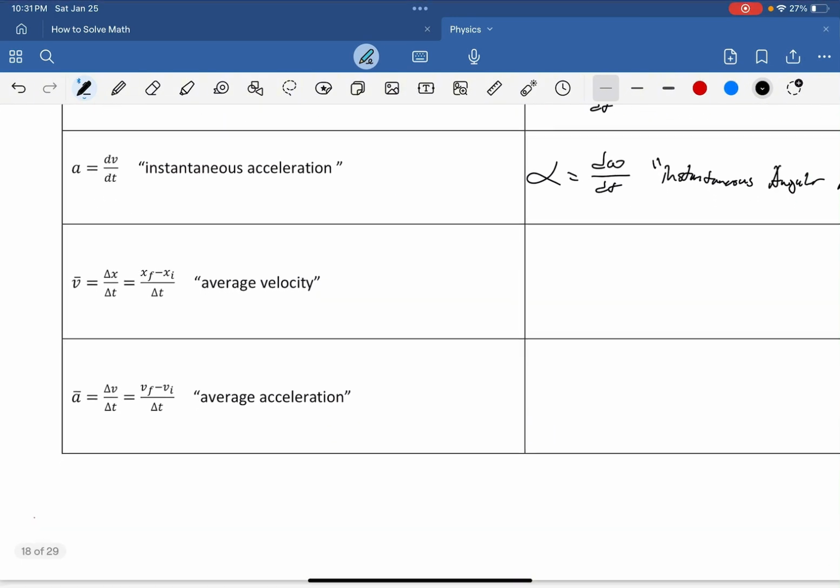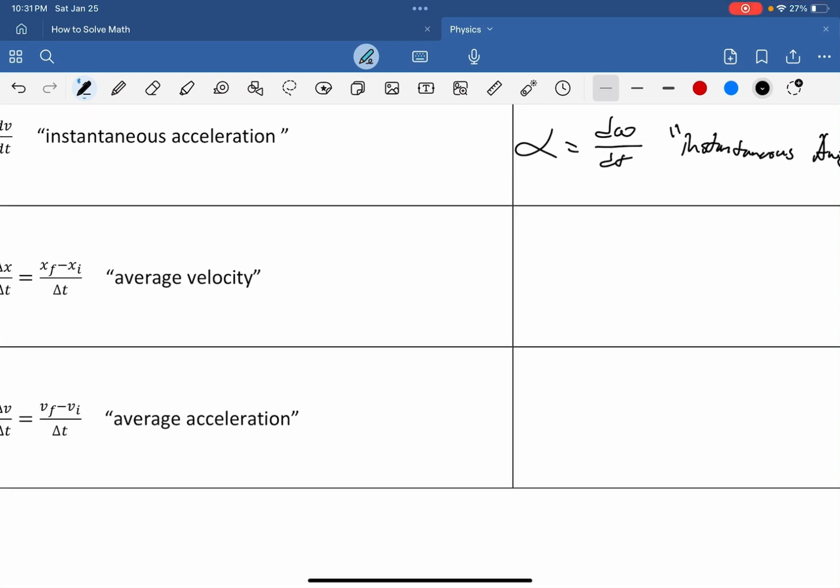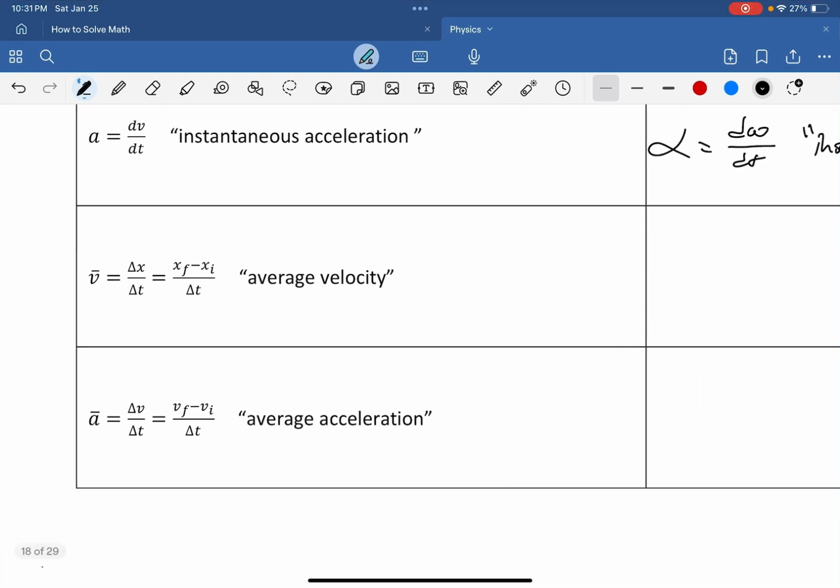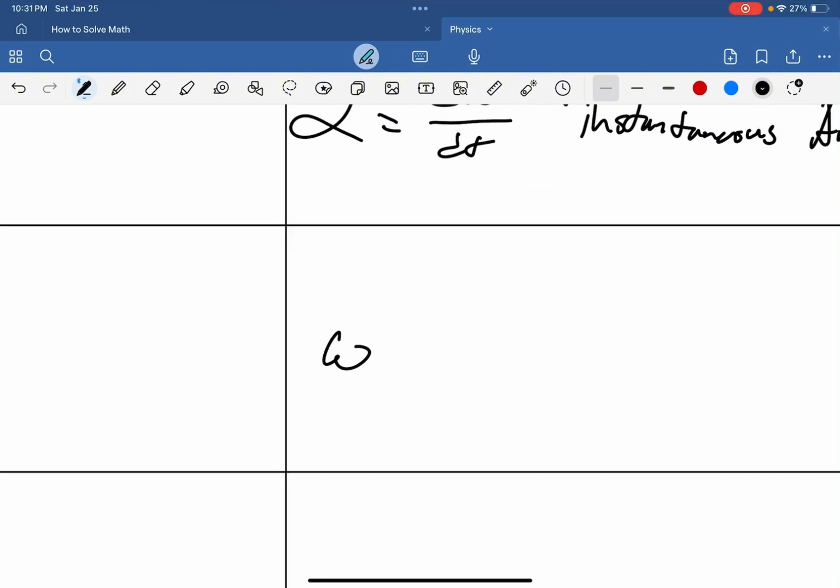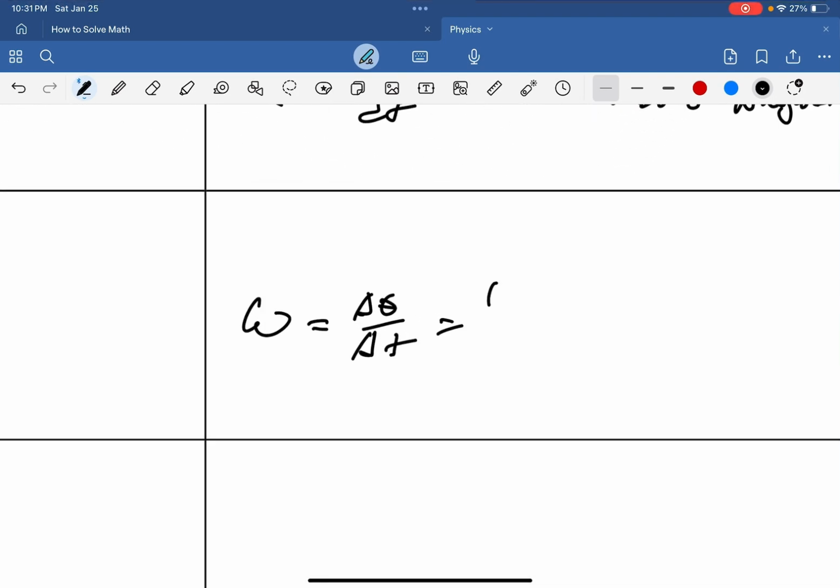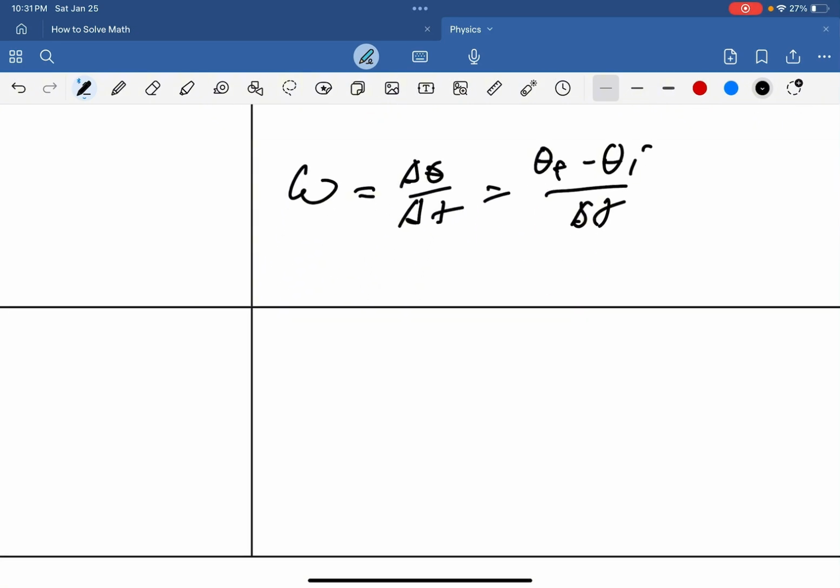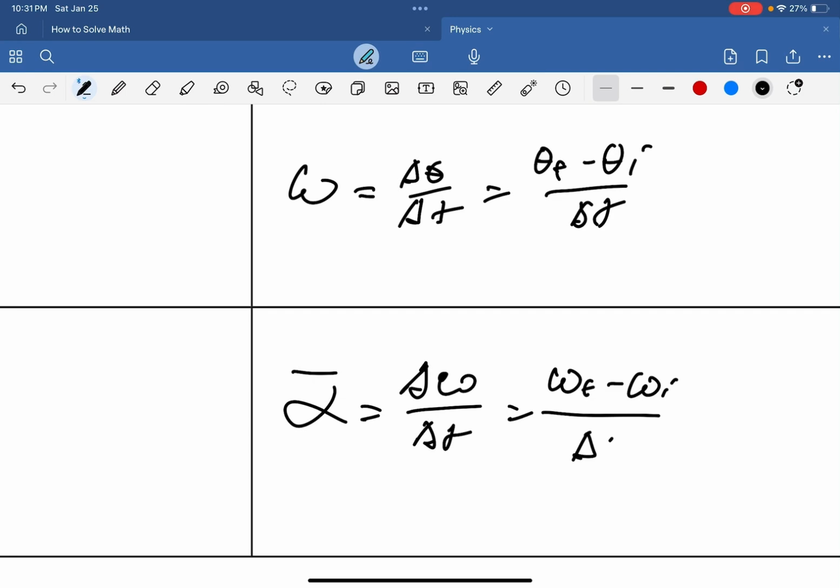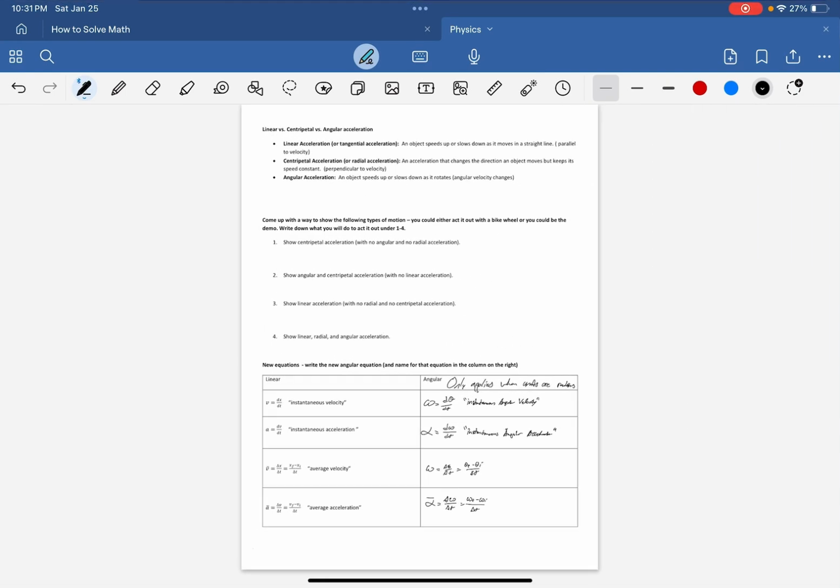Same thing applies here with the average velocity and average acceleration. So over here, average velocity is change in x over change in time, and here, average angular velocity is going to be equal to change in theta over change in time. I'm not going to write that one out. You can write it out, which is just going to equal theta f minus theta i over change in time. Average angular acceleration is the exact same thing, but it's change in omega over change in time, which is equal to omega f minus omega i over change in time. There you go. That was the most important thing of this day.